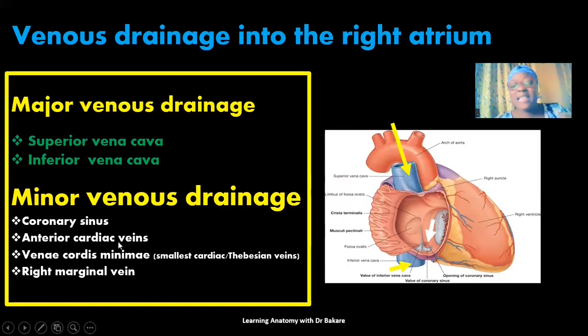We also have the anterior cardiac vein, the venae cordis minimae, which are the smallest cardiac veins, also referred to as the Thebesian veins. These veins are small veins that drain the four chambers of the heart. They also release deoxygenated blood into the right atrium. Then we have the right marginal vein. So you can see that apart from the superior and the inferior vena cava, we also have drainage that comes from the heart tissue that also drains blood into the right atrium.